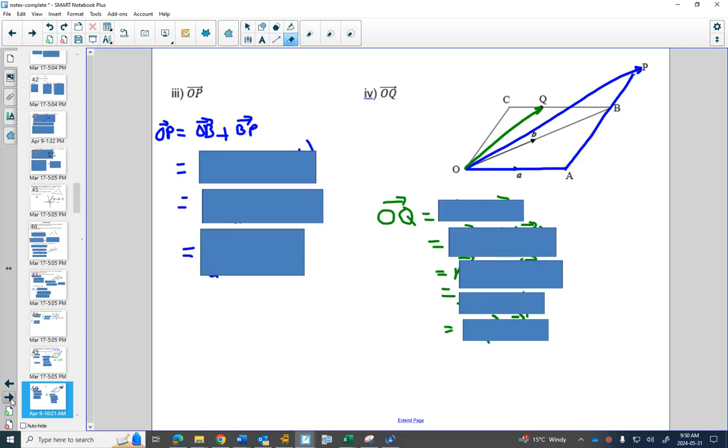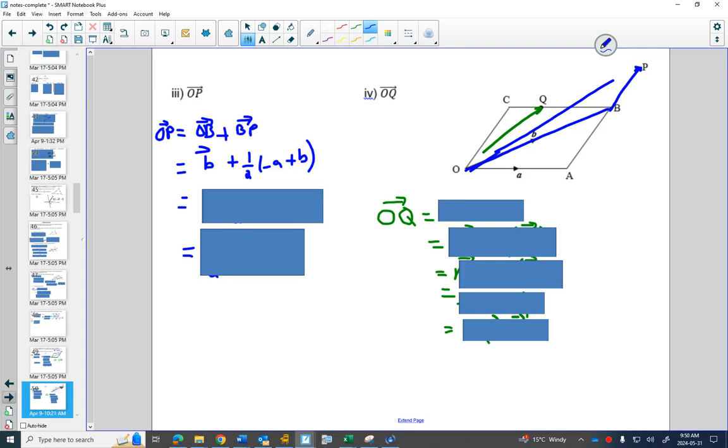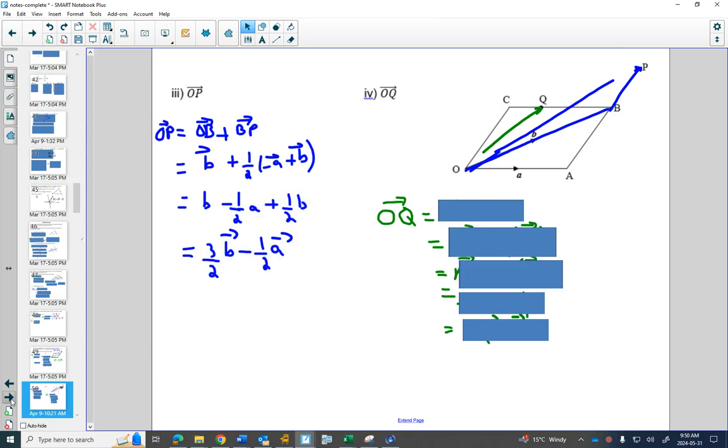I'll erase that because I thought I did this one first. Go O to B, and then B to P. What would that equal? Well, that's vector B. And that one was half of AB, negative A plus B. Again, just simplify from there. And we get 3/2 B minus 1/2 A.